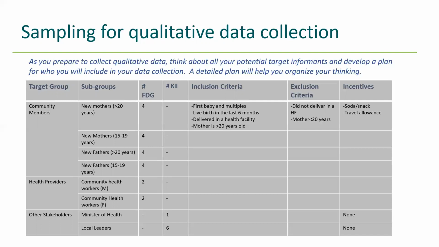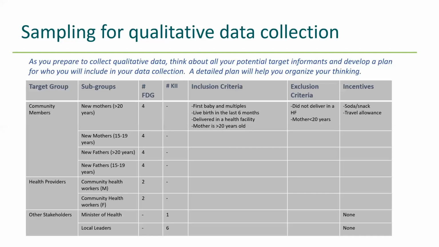Notice that this plan disaggregates respondents by gender, so male and female, and age, new mothers and fathers who are over 20 years of age, and new mothers and fathers who are between the ages of 15 and 19 years. Disaggregating data by vulnerability factors such as gender and age or other variables that may be appropriate to your project is important. This sample plan includes columns to indicate how many focus group discussions or key informant interviews are planned with each subgroup.